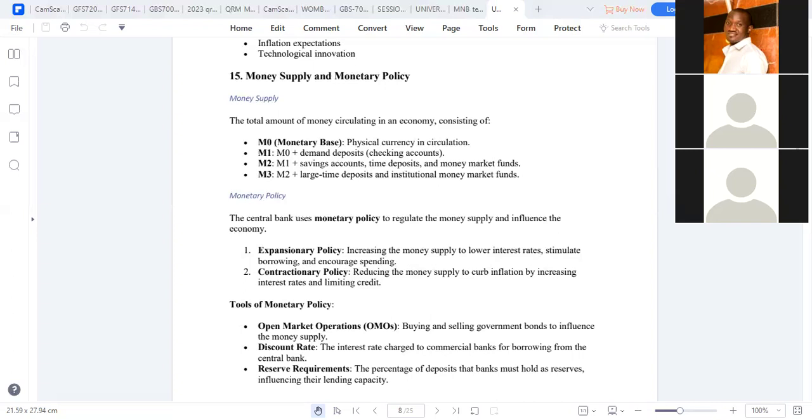We also have M3. What is included in M3? M3 has M2 plus larger time deposits and institutional money. So these are less liquid. Typically, they involve large institutional investors. So what is meant by a monetary base? Are we together on understanding these amounts of money that we have? Any questions so far?